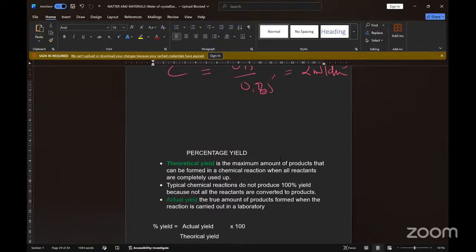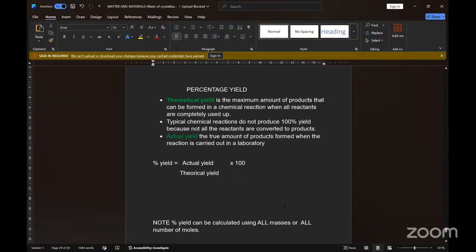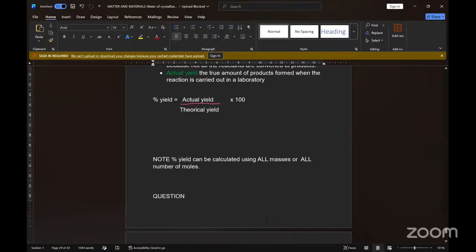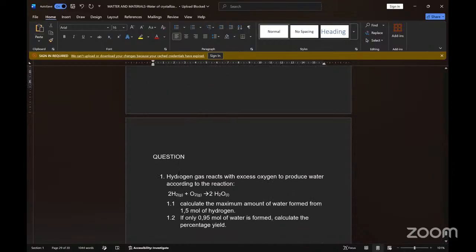We're talking about actual. The actual yield is the true amount of the product that is formed in the reaction when the reaction is carried out in the laboratory. So your percentage yield is equal to actual yield divided by theoretical yield times 100. Now, your values can be in moles or mass. Don't worry. If it is in mass, use your masses. If it is in moles, use your moles, as long as they are all in the same unit: moles, moles, mass, mass.